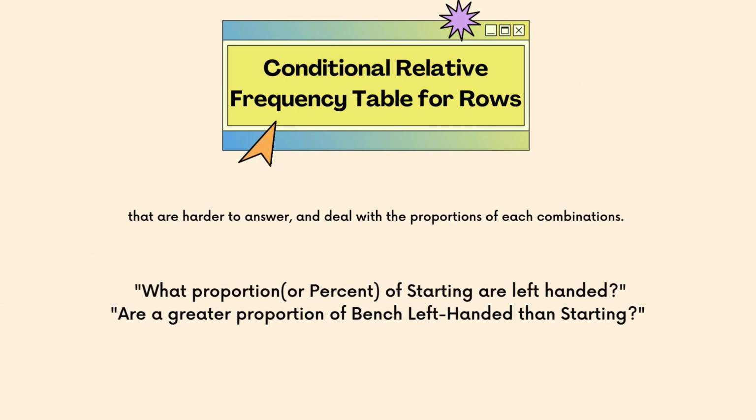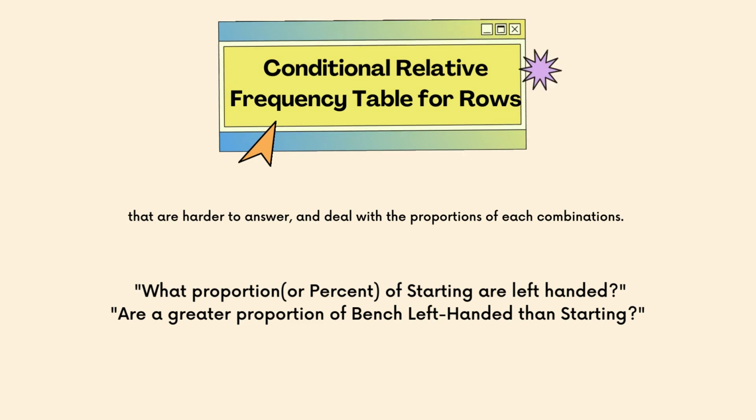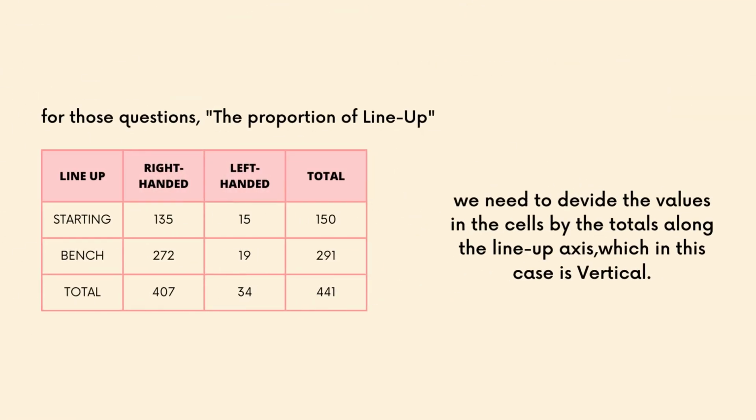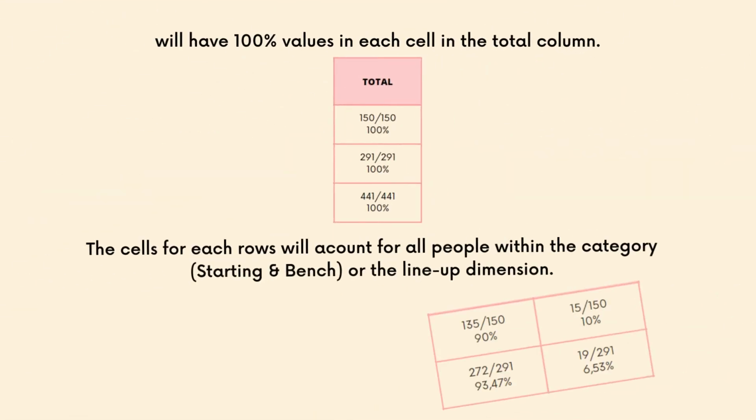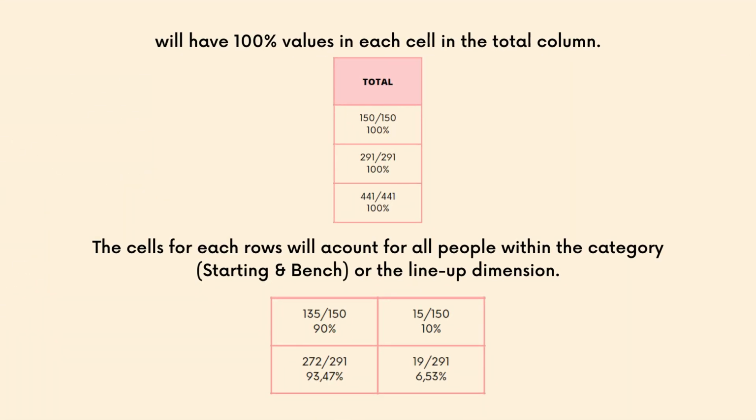There are other questions, however, that are harder to answer, and these deal with the proportions of each combination. What proportion or percent of starting players are left-handed, and is a greater proportion of bench players left-handed than starting players? For those questions, about the proportions of lineup, we need to divide the values in the cells by the totals along the lineup axis, which in this case is vertical. The resulting table, called a row conditional frequency table, will have 100% values in each cell in the total column.